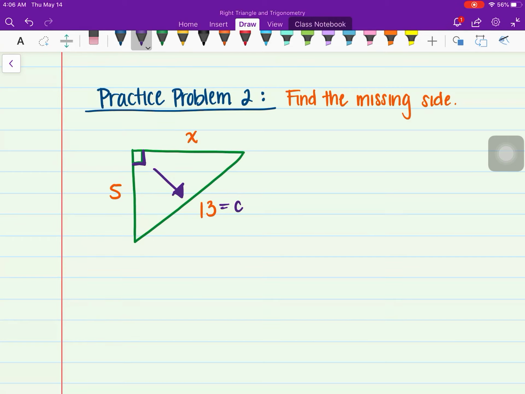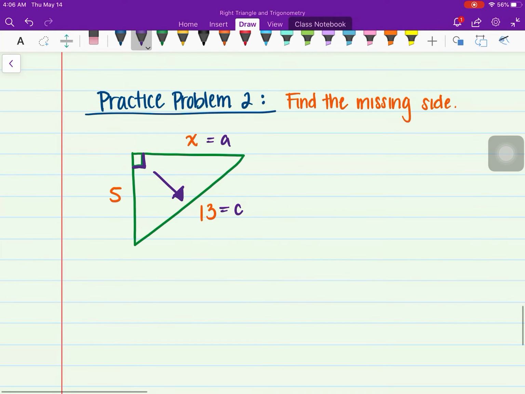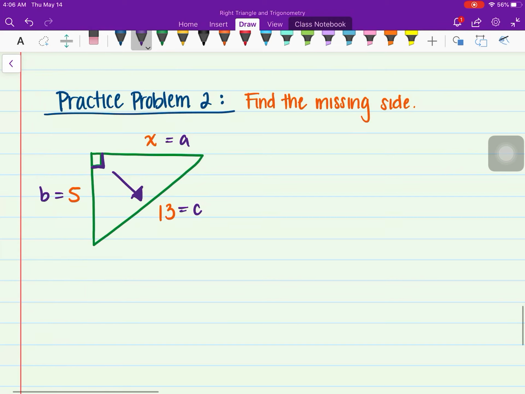Now 5 and x in this case could either be A and B. It doesn't matter which one I choose. So let's say I want x to be A and I want 5 to be B. So then from here we can go ahead and move on to our Pythagorean theorem. And we're going to go ahead and bring down the formula.